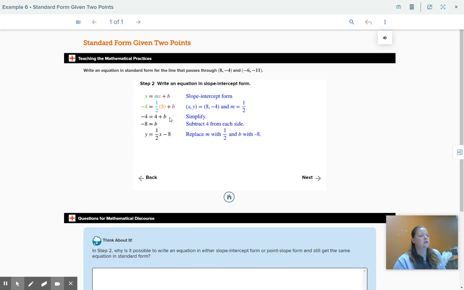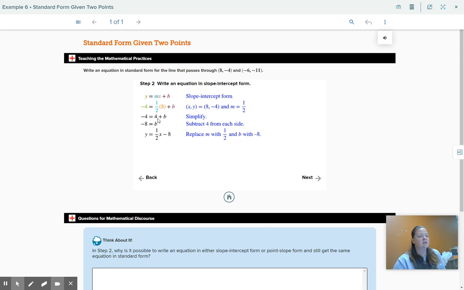Then we take the 1/2 slope and we plug it into the slope-intercept form of our equation. So the m becomes 1/2. We take either of our points. I'm going to use (8, -4). You could use (-6, -11) if you chose. And you plug that in for x and for y. Then you simplify to figure out what that intercept is.